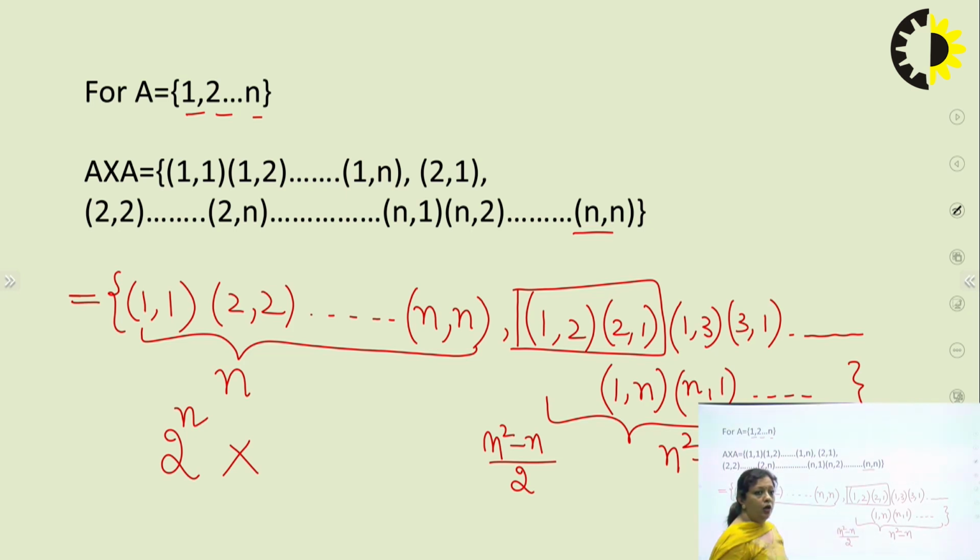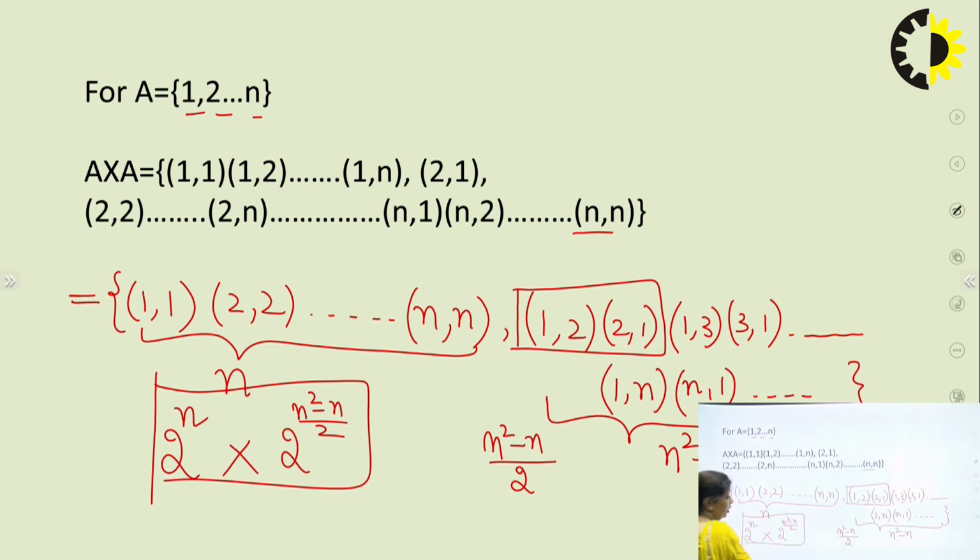And for each pair, how many choices do I have? For each pair, I have 2 choices. Either I can include that pair or I may not include that pair. So I have 2 choices for every pair. That means 2 to the power (n square minus n) by 2. So this is going to be the total number of symmetric relations which will be possible for a set A which contains n elements.